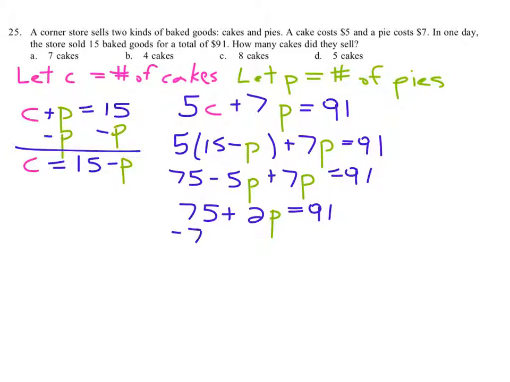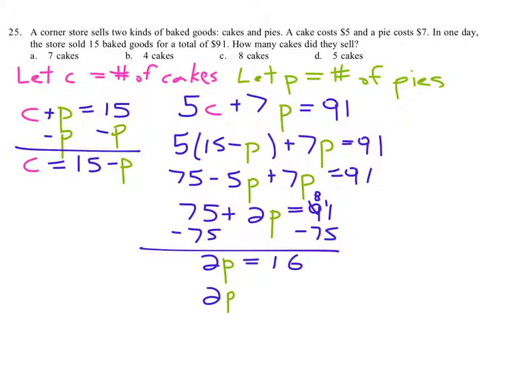And then I subtract 75, and I get 2P is equal to, let's subtract here, this is an 8, that's a 1, and I get a 6 and a 1. 2P equals 16. So when I divide 2P by 2, and I divide 16 by 2, I get P is equal to 8. Okay. And what we're saying here is that we sold 8 pies.